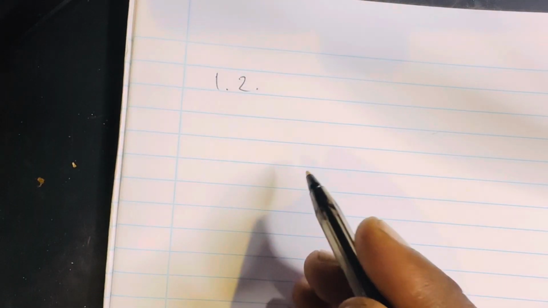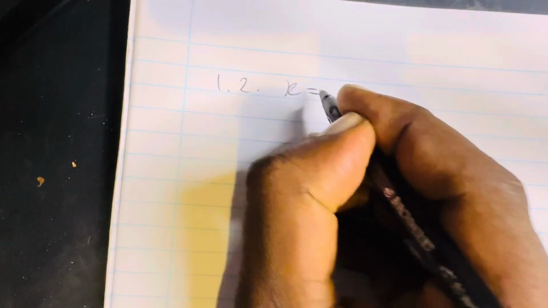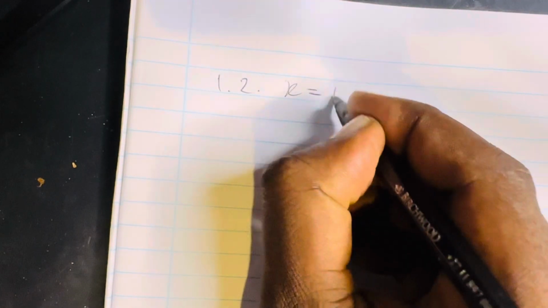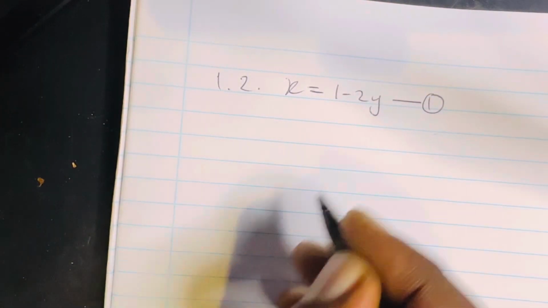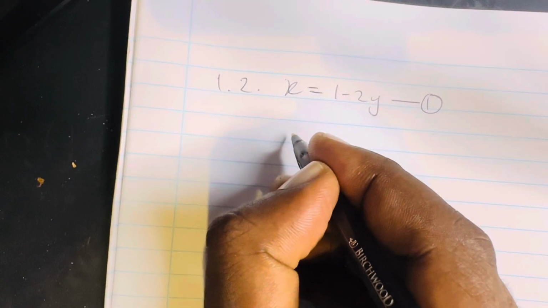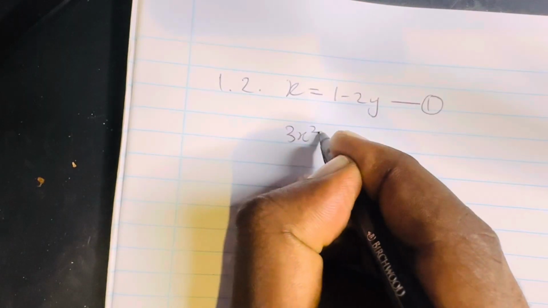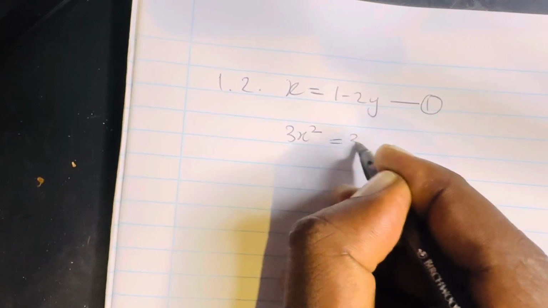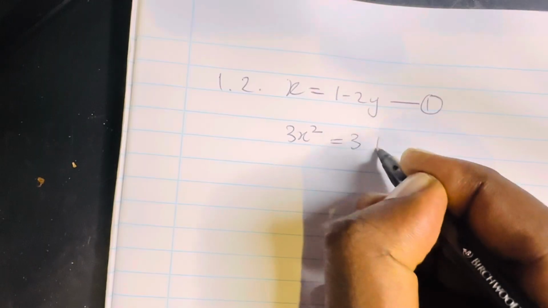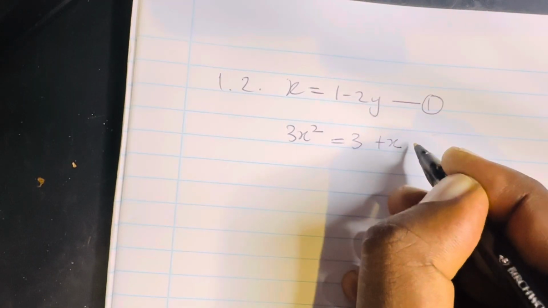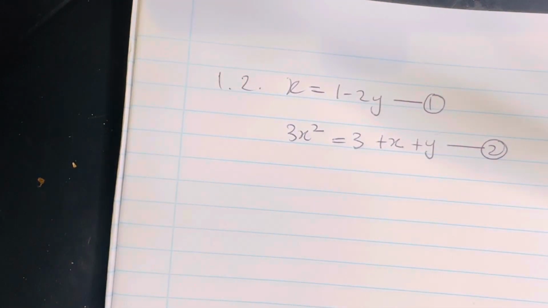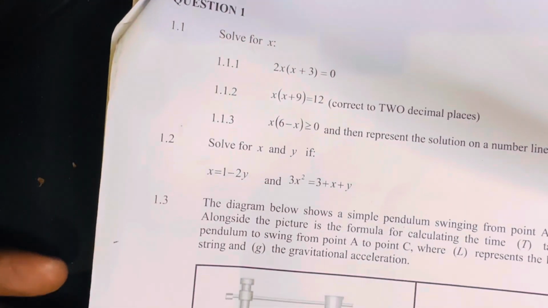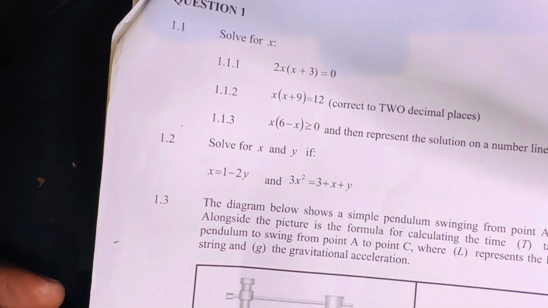So 1.2 reads as follows. We are given x is equal to 1 minus 2y, which will be our equation number 1. Then we're given 3x squared is equal to 3 plus x plus y. This is equation number 2. So this is our question 1.2.